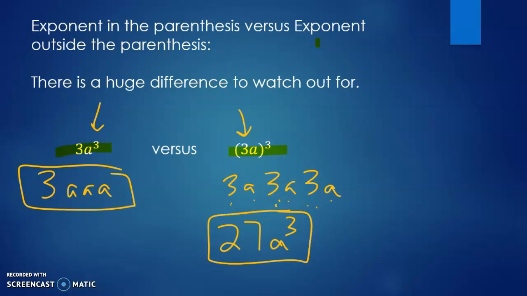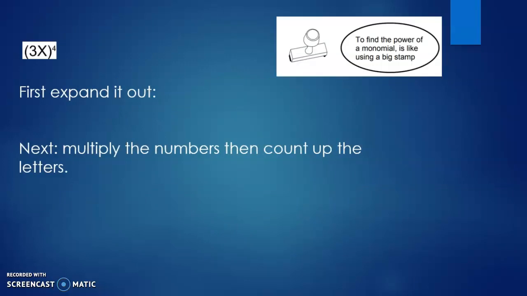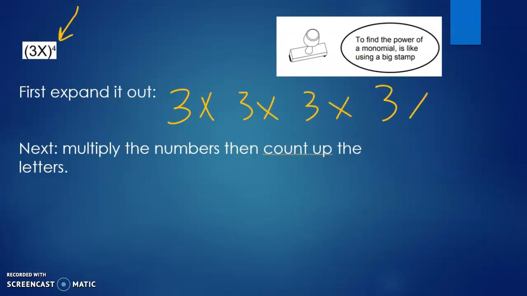Parentheses you will have to watch out for. When you have parentheses, what you're doing is you're taking the exponent and you're pretending it's a rubber stamp. So you're going to expand it out. 3x, 3x, 3x, 3x. I wrote it 4 times because of the exponent of 4. Multiply. Then I'm going to do my signs, my numbers, and my letters. Now, on my signs, they're all positive, so it's going to stay a positive.